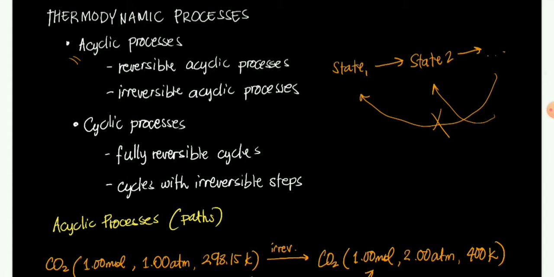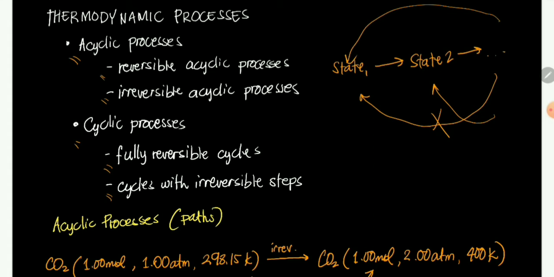Okay? So meron tayong dalawang types ng acyclic processes. Meron tayong reversible and irreversible acyclic processes. Okay? So meron naman tayong cyclic processes. So they are processes na bumabalik siya sa state 1 after the second to the last step. So sa pinakadulo ng iyong cycle, babalik siya dun sa initial step niya bago magsimula iyong process. So meron din tayong dalawang types. We have the fully reversible cycle and the cycle that has some irreversible steps.